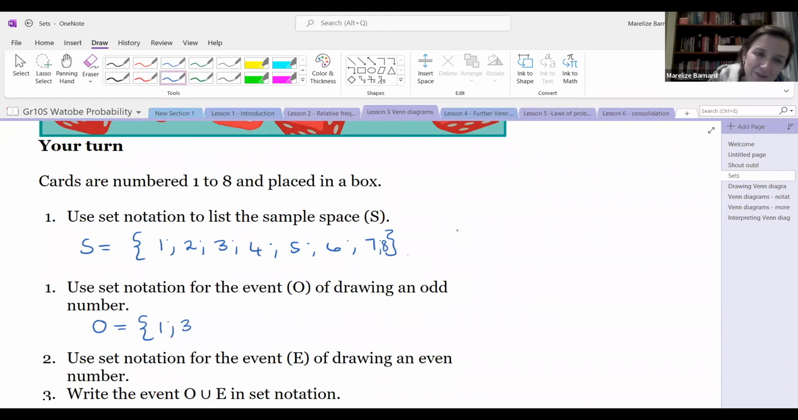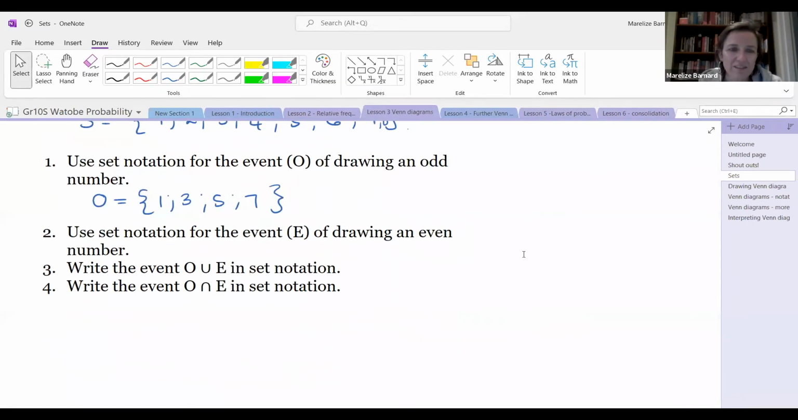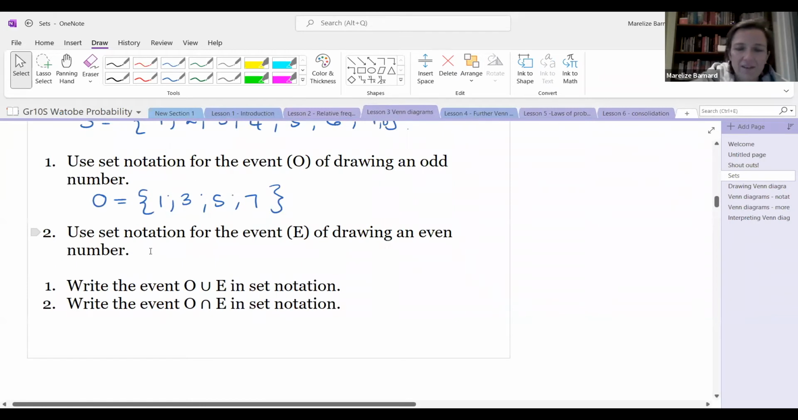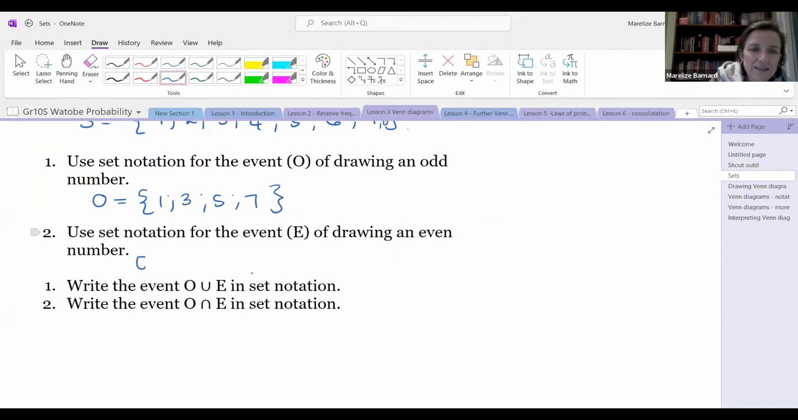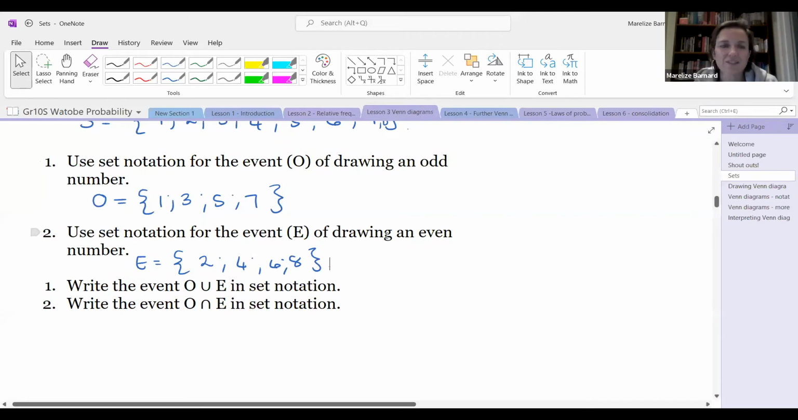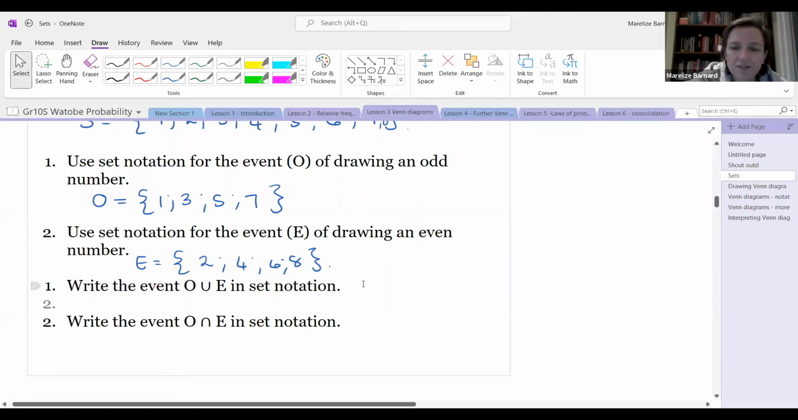Okay, 1, 3, 5, and 7. Nice, that is odd. And now let's do even. Even numbers. Even, easy peasy. E is curly bracket 2, 4, 6, and 8. Nice. Good. And now, well done, Watobians. Everything's looking good. Sorry for the frogs in my throat.